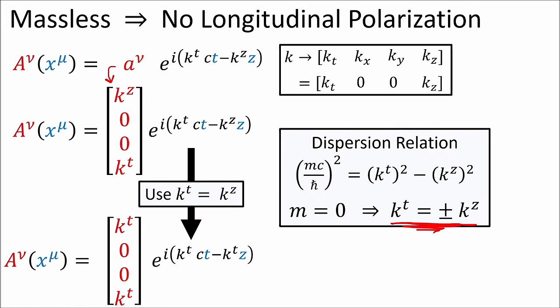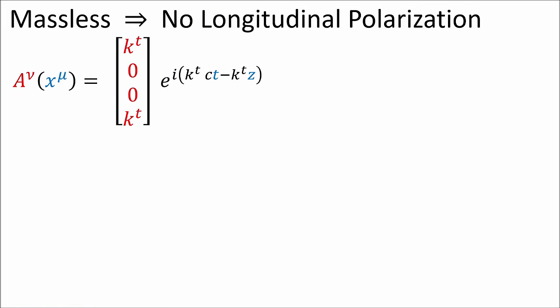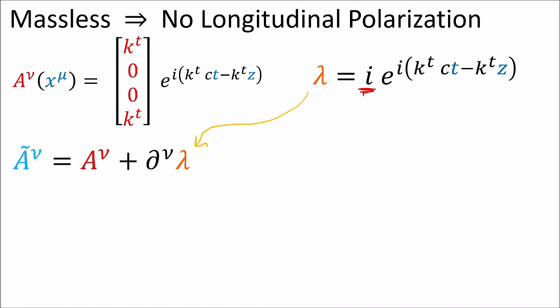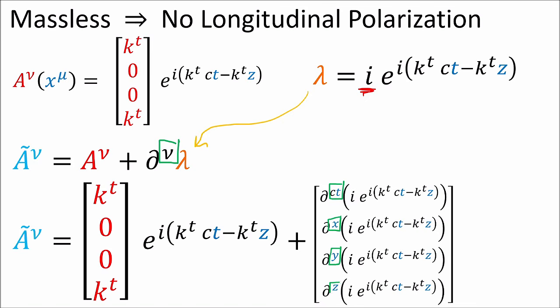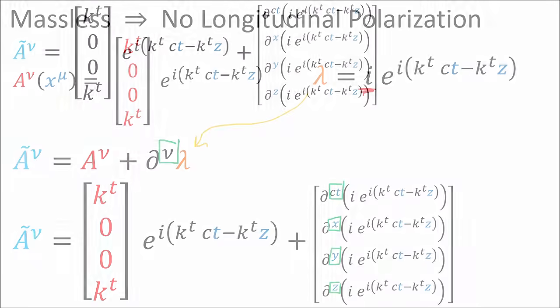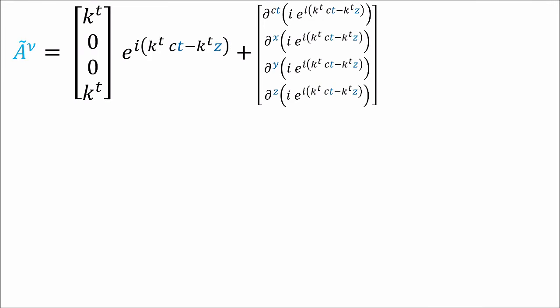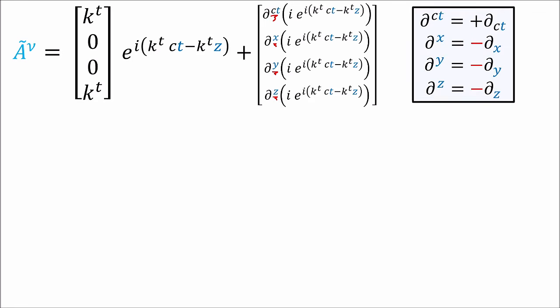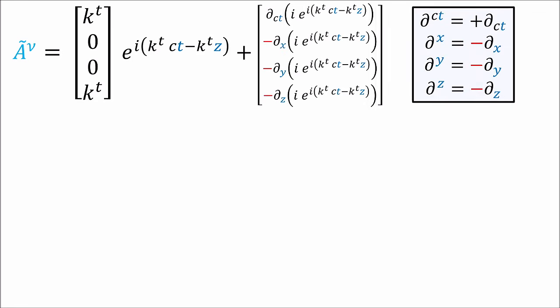Now let's do a gauge transformation on A. We'll use a field lambda that looks like a plane wave times the imaginary i. In our gauge transformation formula, this derivative here represents 4 spacetime derivatives that we can arrange in a column. Now, one inconvenience here is that the derivatives have upper indices. We can lower the indices if we remember to flip the signs on the xyz components using the Minkowski metric.